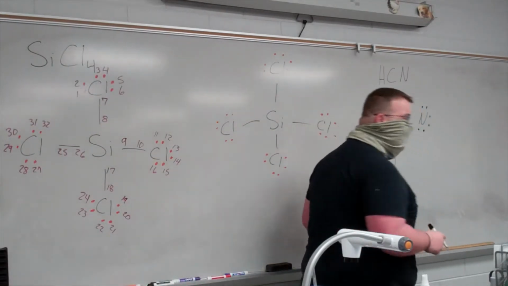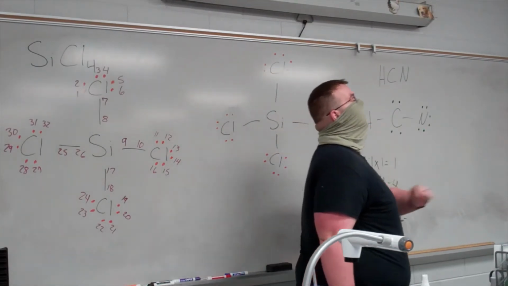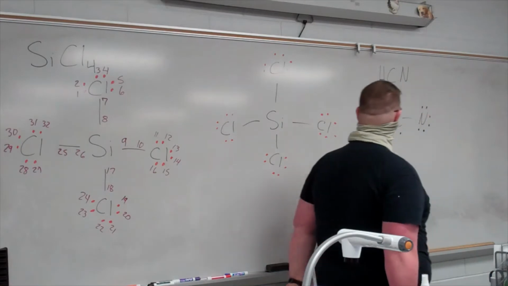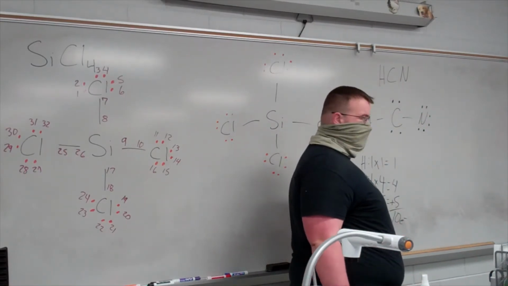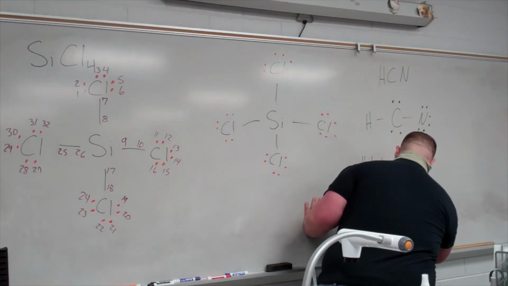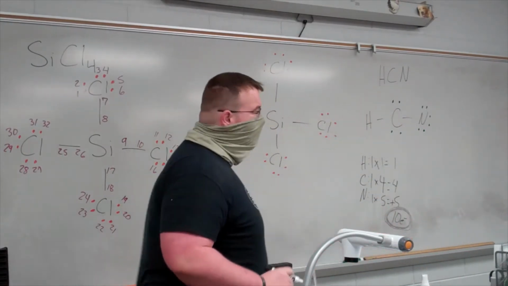All right, how many electrons do we have to show? 10. How many electrons can we show? 10. Did somebody say 4? The answer is 10. That's why we did that complicated math. It is 10.